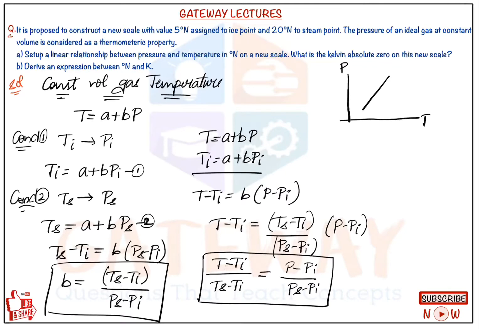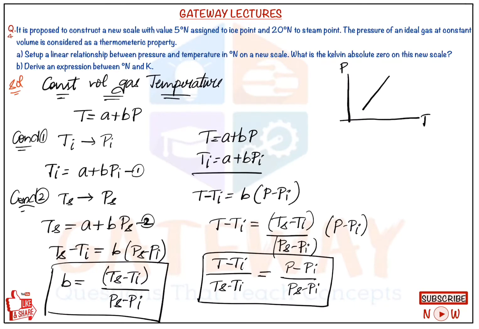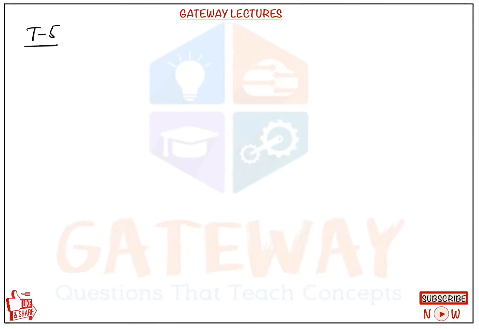We'll substitute the values of Ts and Ti and we'll get the final linear relation. I'll show you how. The value of Ti is 5, and Ts is 20. Since we have T minus Ti by Ts minus Ti, that is T minus 5 by 20 minus 5, which will be equal to P minus Pi upon Ps minus Pi.